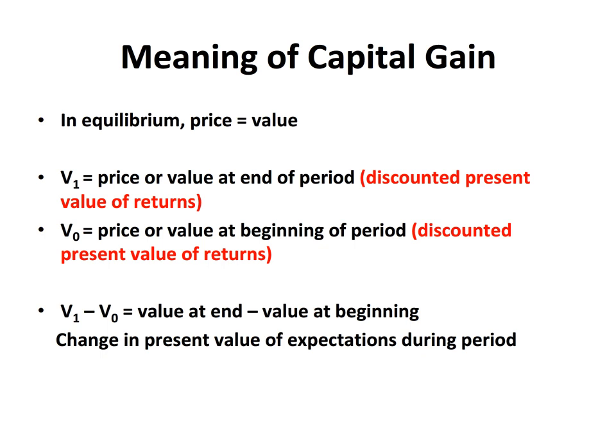All right, here in equilibrium, remember that if we have a market equilibrium, price will equal value. So the value of the stock is its discounted cash flows. And we have good reason to believe that most of these financial assets are in equilibrium. You can argue that, but in general you'd find that they are in equilibrium. V sub 1 is the price at the end of the period, and it's a discounted present value at that time. V sub O is the beginning of the period, so the capital gain is the change in present value of expectations of future returns during that period.